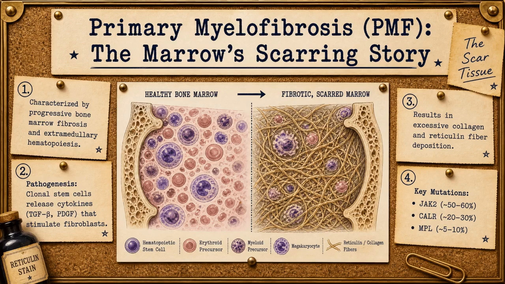The consequences of this fibrosis are severe. The normal hematopoietic environment is destroyed, leading to impaired hematopoiesis. This results in cytopenias, a decrease in mature blood cells, and forces the body to try and produce blood cells elsewhere, leading to that extramedullary hematopoiesis we mentioned. So, the spleen and liver become enlarged as they try to take over the bone marrow's job. Understanding this scarring process is key to understanding the clinical and morphological features of PMF. Next, let's look at the two stages of PMF.